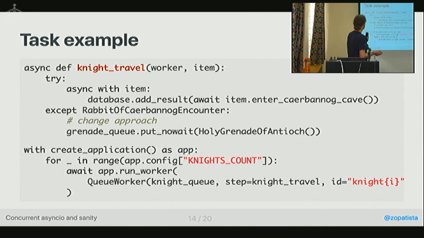It can handle different queues. If you go to the Cave of Caerbannog and you find yourself faced with a rabbit, you may want to call for the Holy Hand Grenade of Antioch. So we put it into a separate queue. How do other queues handle it? That's something I can put into a different component, different module, different tests, different everything. It's encapsulated, it's nice and separate.